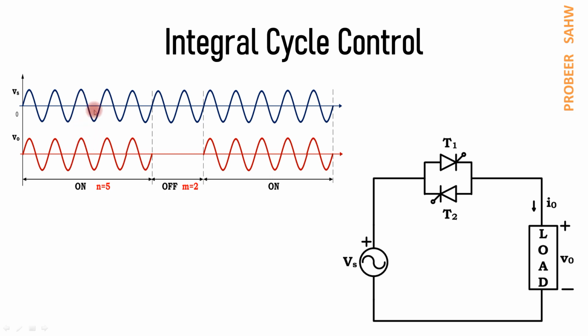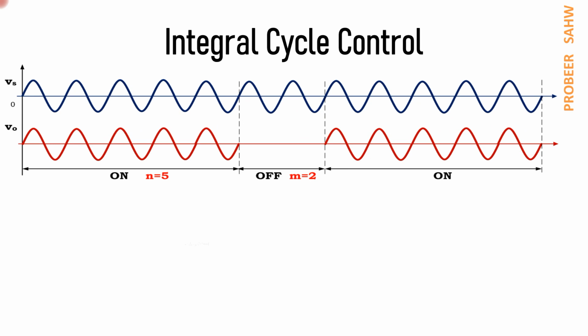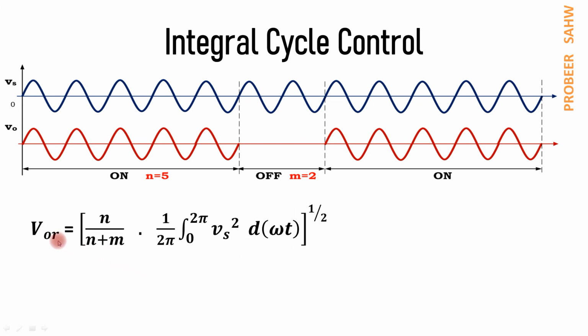You can see the frequency of output signal is same as the frequency of input signal. Now we are interested in calculating various parameters for integral cycle control of AC voltage controllers. The first parameter will be calculating the RMS value of output voltage.